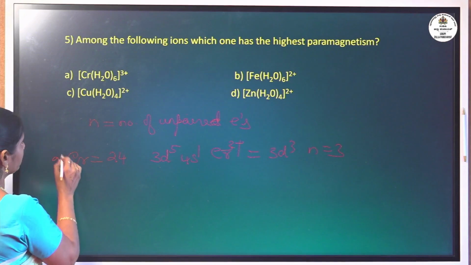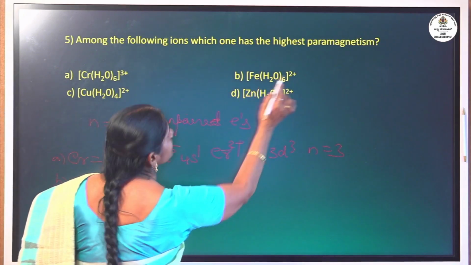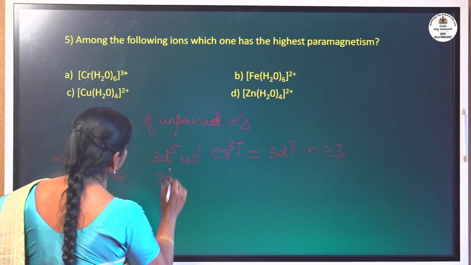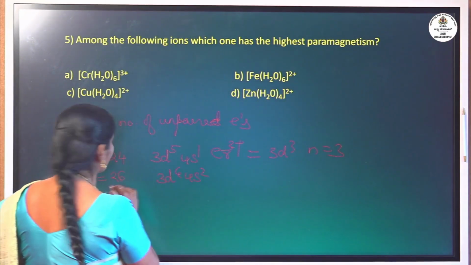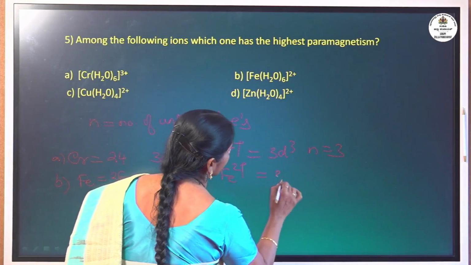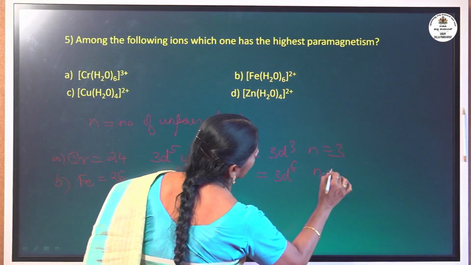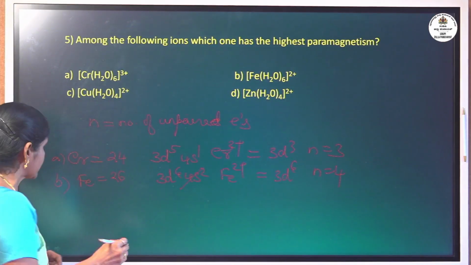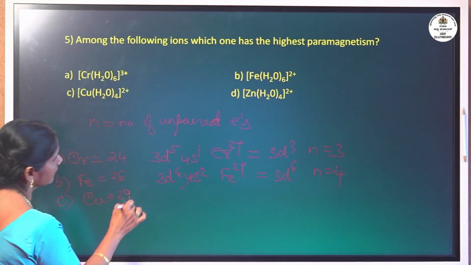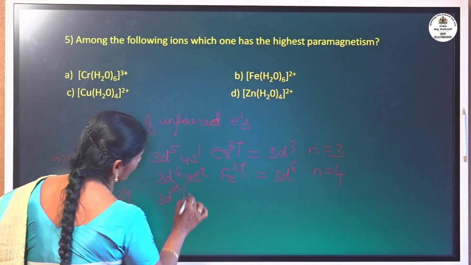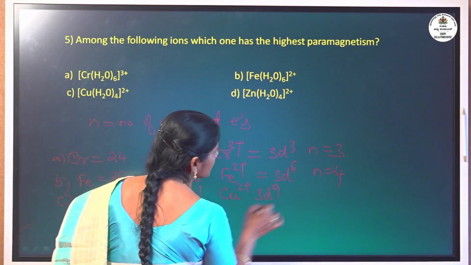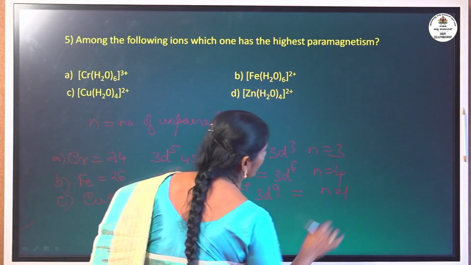In case B, if you consider iron, it is 2 plus state, iron is 26, so it is 3d6 4s2. Fe2+ will be 3d6. 3d6 means number of unpaired electrons will be 10 minus 6, it will be 4. In the case of copper 2 plus, copper is 29, it is 3d10 and 4s1. Cu2+ will be 3d9. So 10 minus 9, n will be equal to 1.